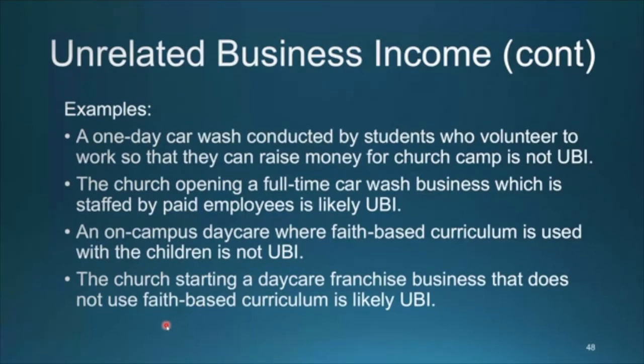But let's contrast that and say the church opens a full-time car wash, which is staffed by paid employees. That would be UBI. So the church says, we've got some property here, let's just open a car wash. We'll hire some employees and make money. Well, that's not related to the church's purpose. It's carried on regularly. It looks like a business. That is UBI. The profits from that car wash must be reported on the tax return, and you have to pay tax on that.